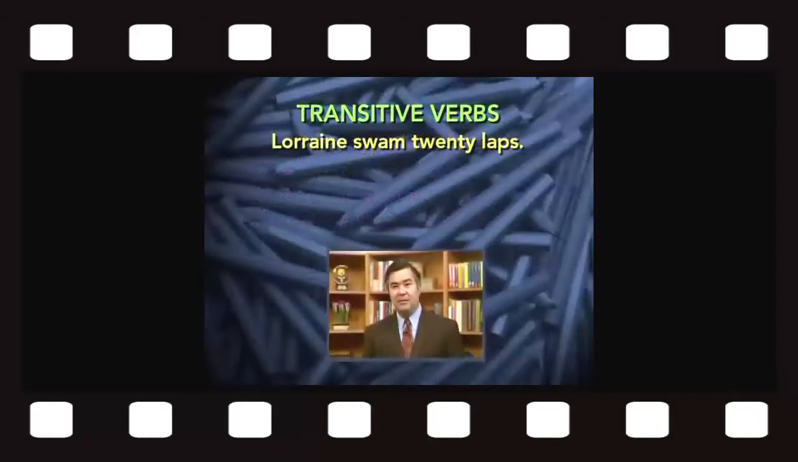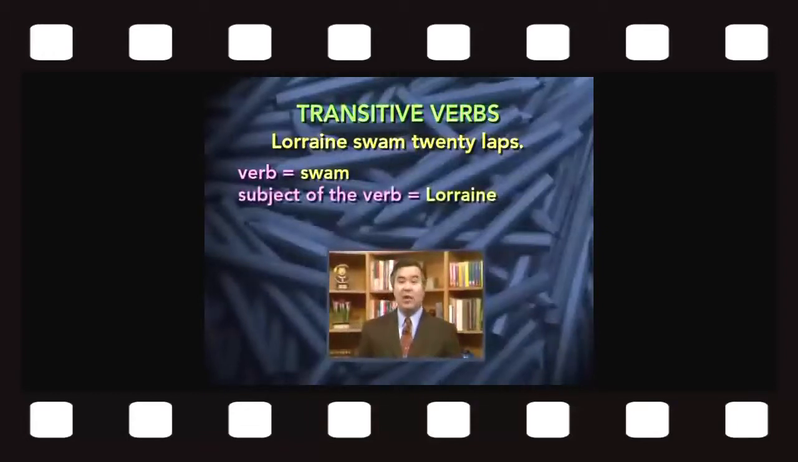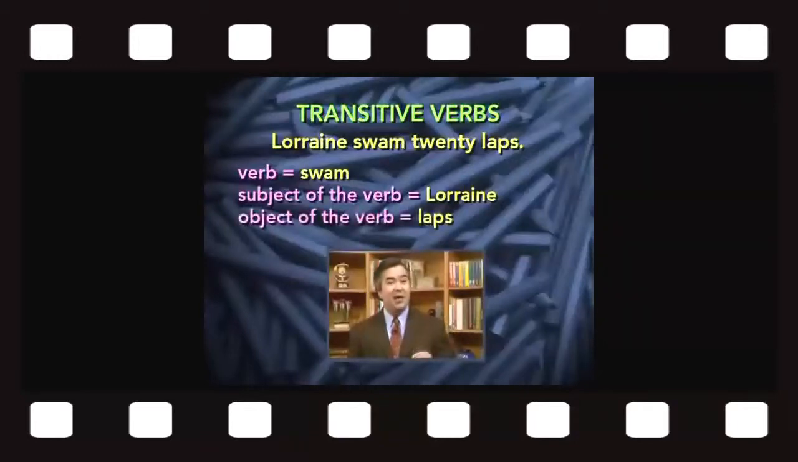Here's another example. Lorraine swam 20 laps. What's the verb in this sentence? The verb is swam. What's the subject of the verb swam? That is, who or what did the swimming? The answer, Lorraine. Lorraine swam. Now, what did Lorraine swim? That is, what receives the action of the verb swam in this sentence? The answer is laps. Laps is a noun which receives the action of the verb swam. It tells us what Lorraine swam.